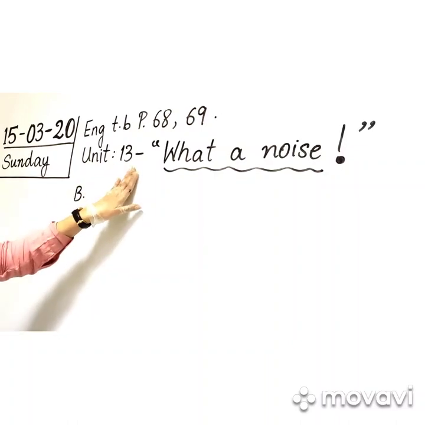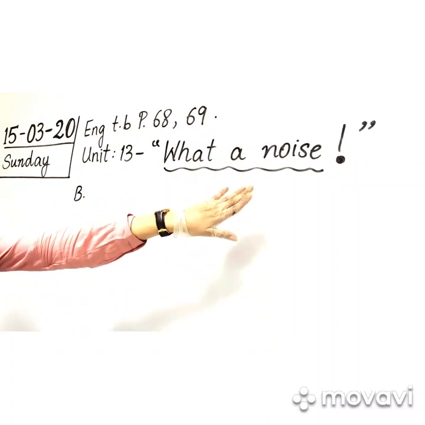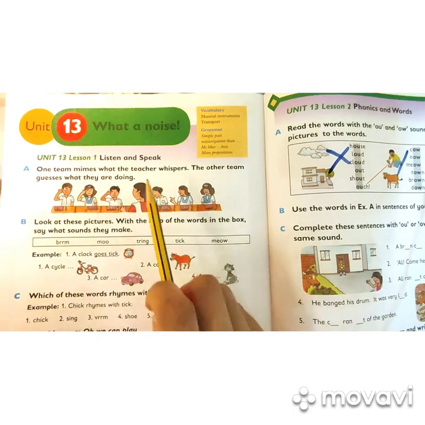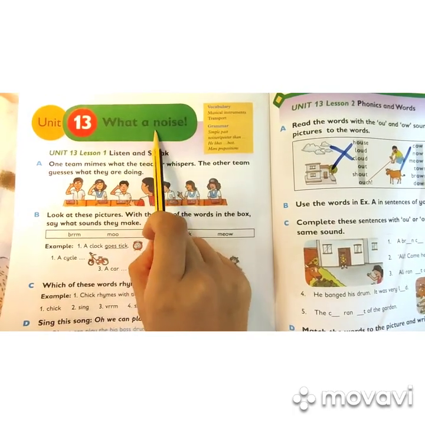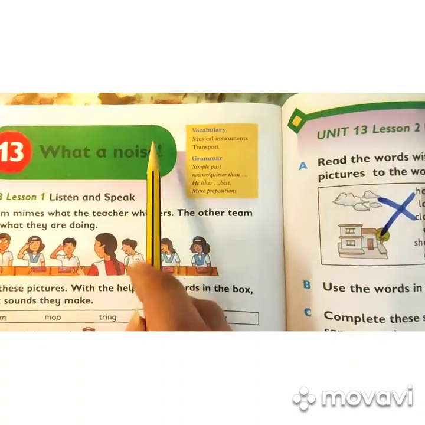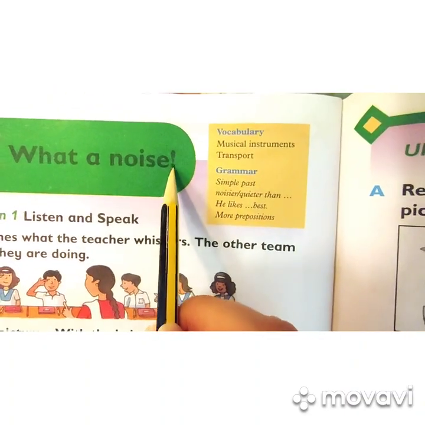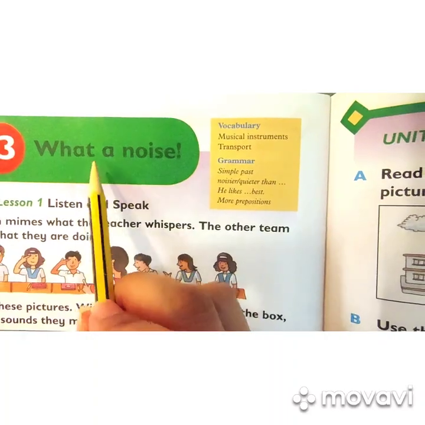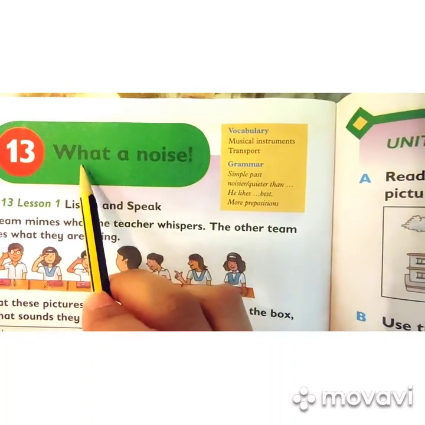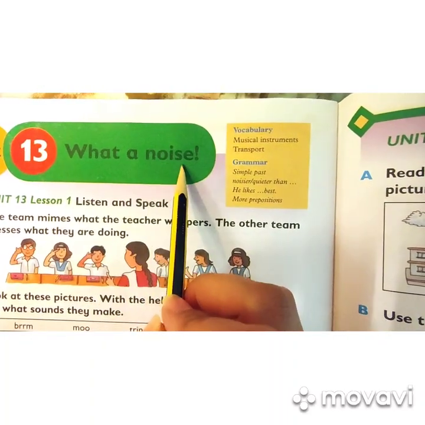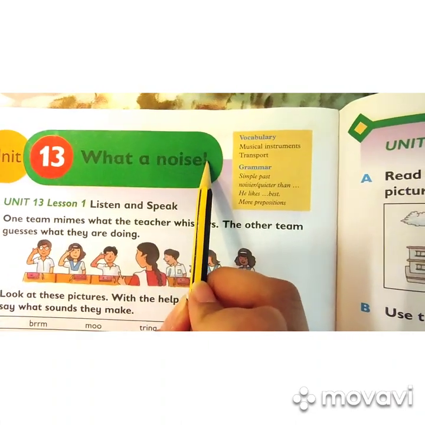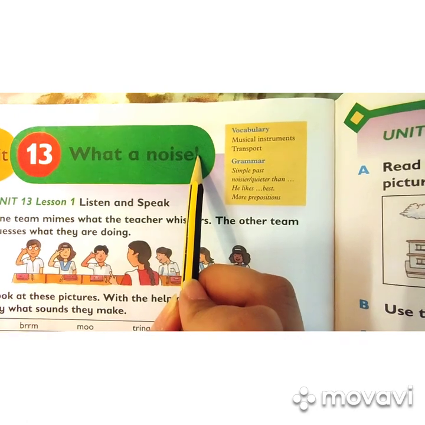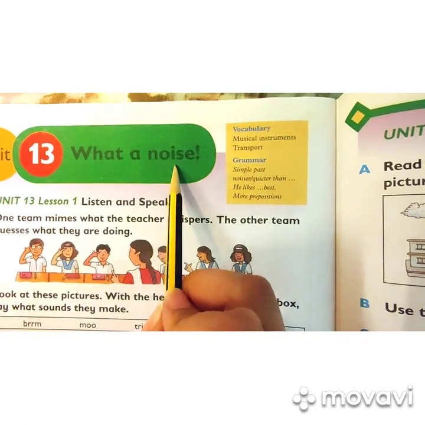We are on unit number 13, What a Noise, okay? This chapter name is What a Noise. Can you see an exclamation mark at the end? It means someone is exclaiming it. Someone is shouting, what a noise. But what does noise mean? Noise means any sound which is loud, unwanted, and also disturbing.